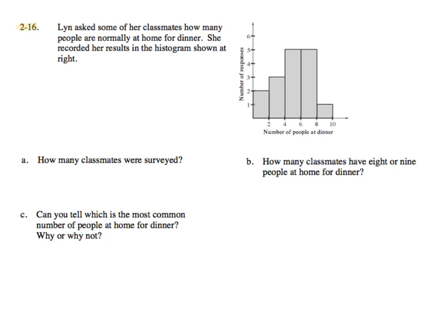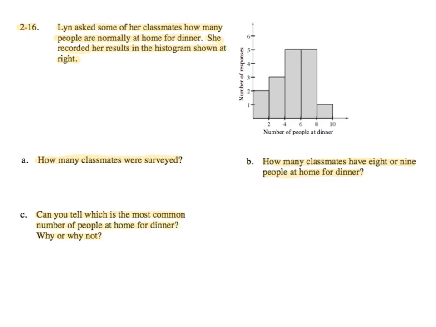Problem 2-16. Lynn asked some of her classmates how many people are normally at home for dinner. She recorded her result in the histogram shown at right. A. How many classmates were surveyed? B. How many classmates have 8 or 9 people at home for dinner? And C. Can you tell which is the most common number of people at home for dinner?